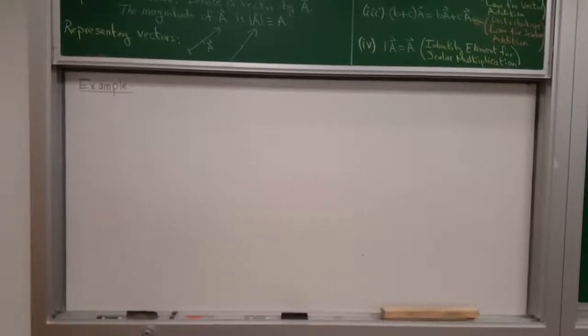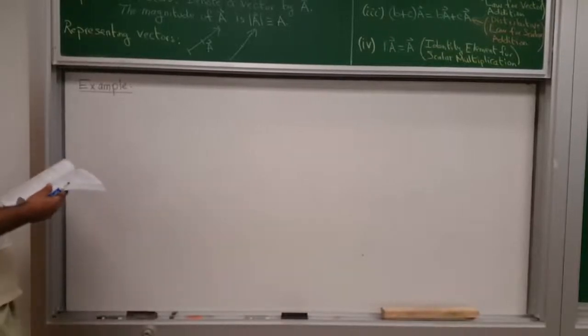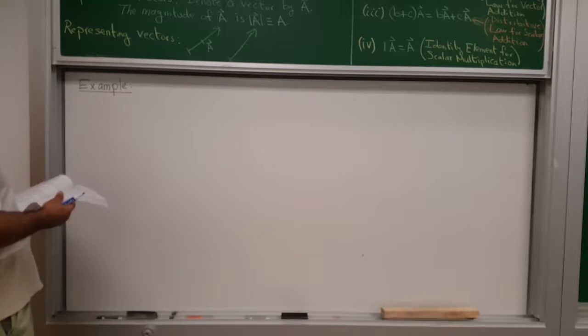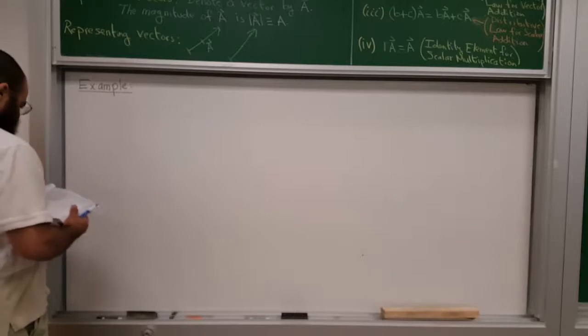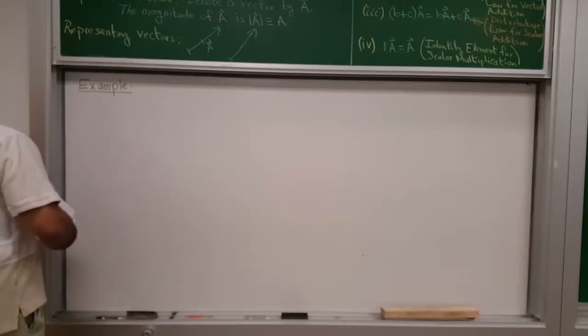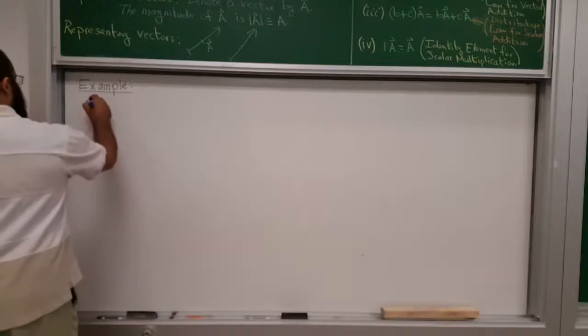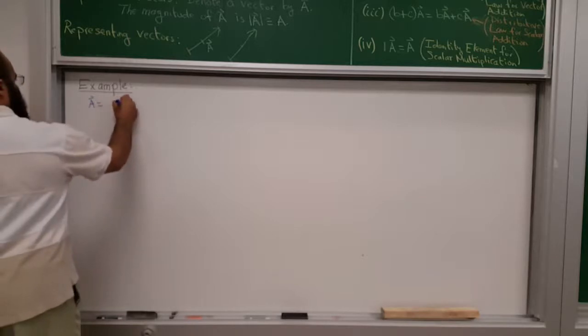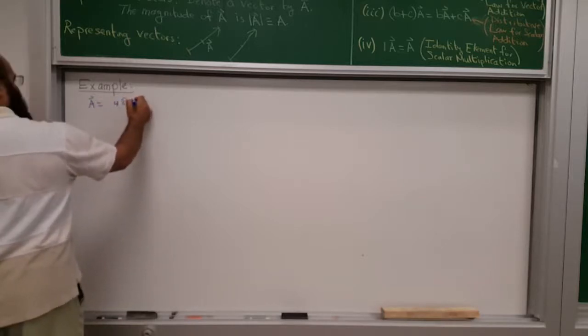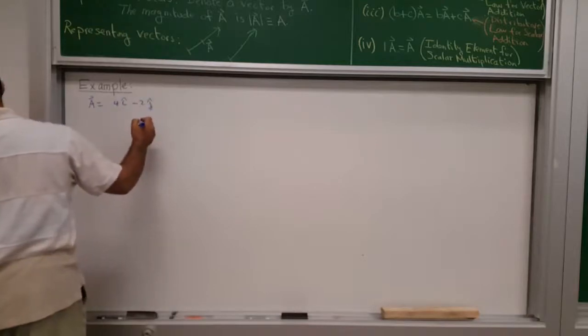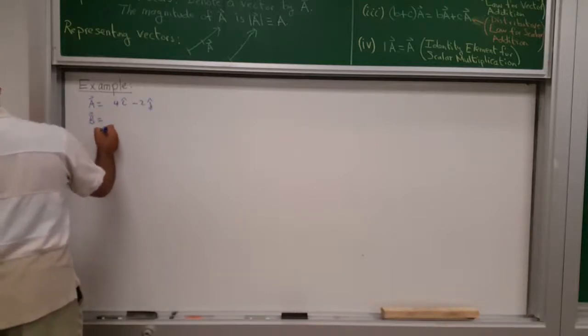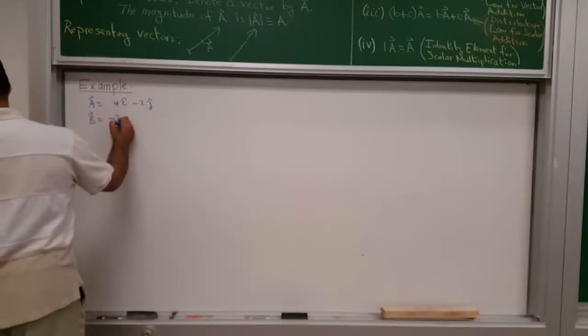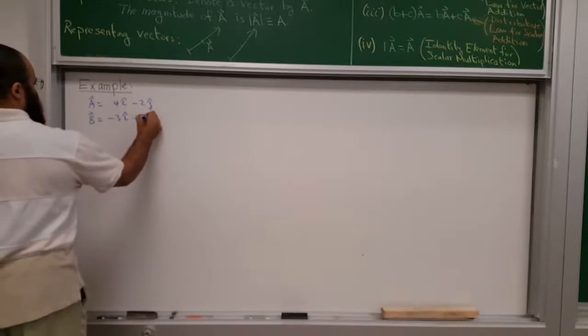So I would like to do this example here from the book. It's, I think, in chapter 3, number 16. I think it's just a quick problem and it does the job. It says you have a vector A equal to 4i hat minus 2j hat, and we're given that vector B is negative 3i hat plus 5j hat.